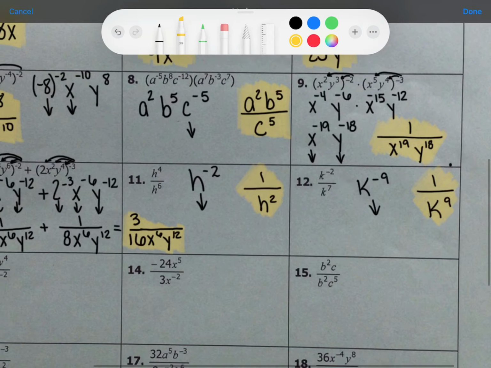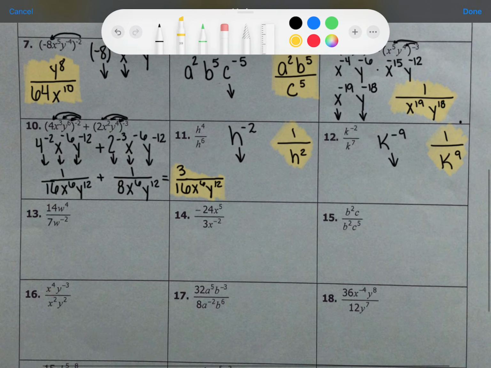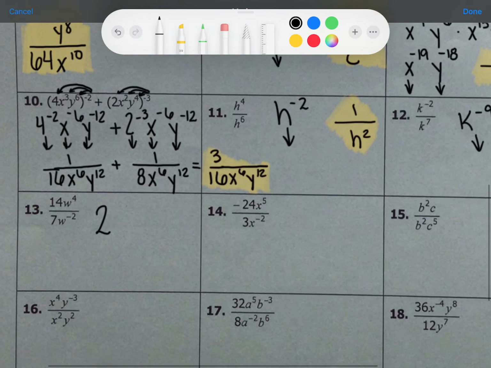Did you get it right? Fantastic. Number 13, what do you do with that 14 and the 7? Do you subtract them or do you divide them? That's right, you're going to divide. So what is 14 divided by 7? 2. Then you're going to subtract exponents.